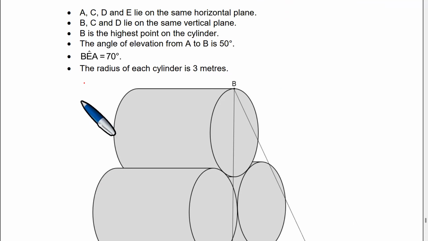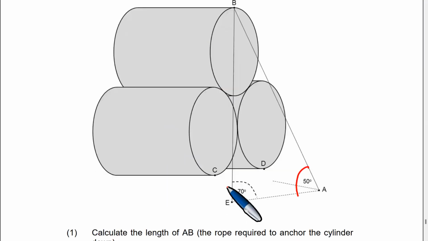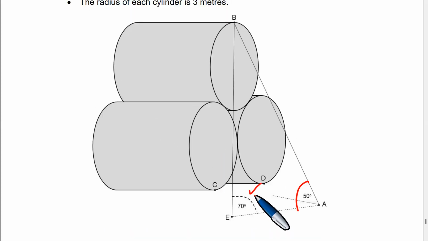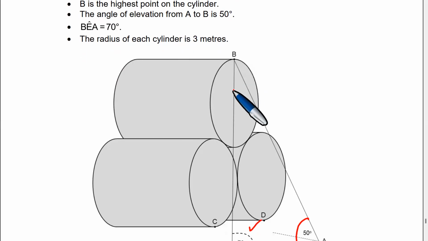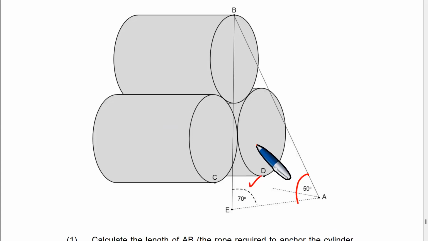Okay. BEA is 70 degrees there. The radius of each cylinder is 3 meters. So the radius of each cylinder is the distance from the center to the circumference, and it's 3 meters.